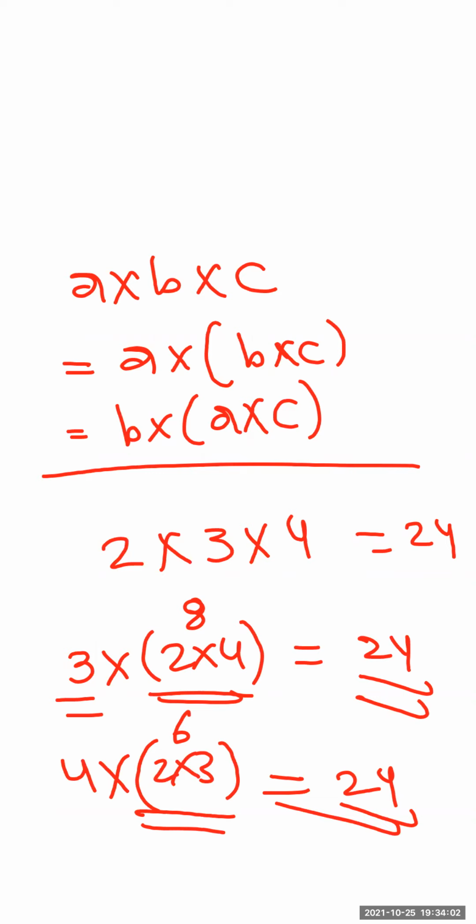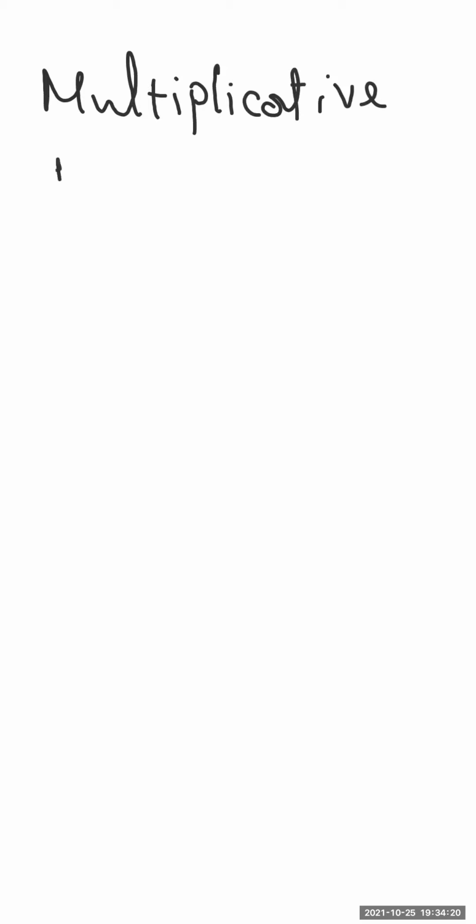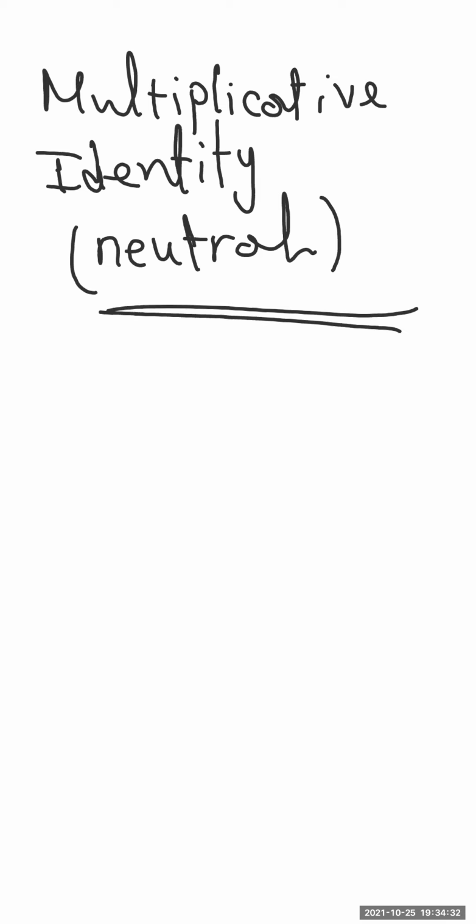Okay, the next property is about the multiplicative identity, or multiplicative neutral. So of course, it's the number which, if we multiply it by any other number, it will equal the same number. 1.